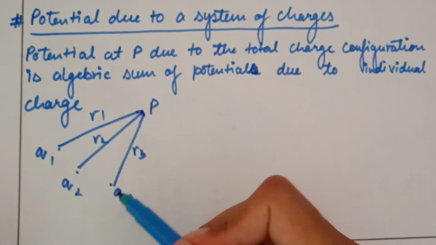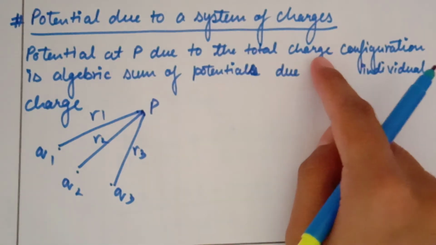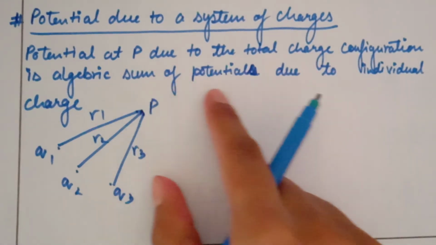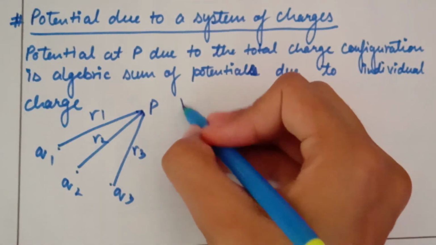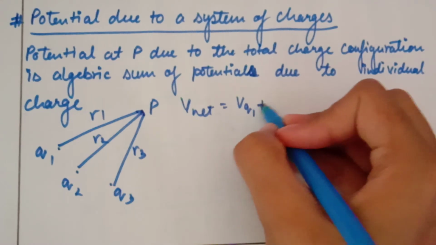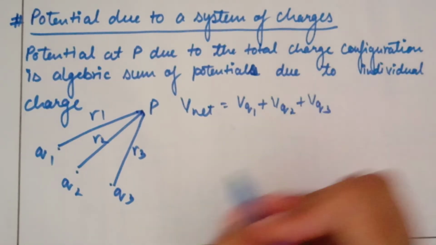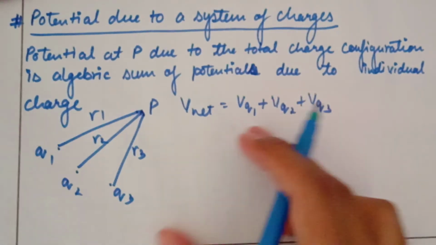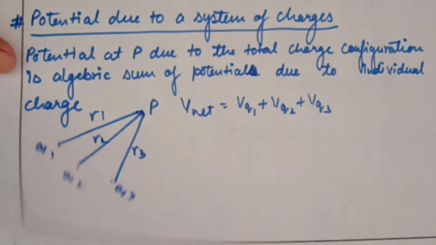If this is a system of charges and I want to calculate the potential at P due to these charges, then the potential at P due to the total charge configuration is the algebraic sum of potentials due to individual charges. Means the net potential V net will be equal to V due to Q1 plus V due to Q2 plus V due to Q3 and so on. If there are n number of charges, then it will be the sum of n number of potentials.